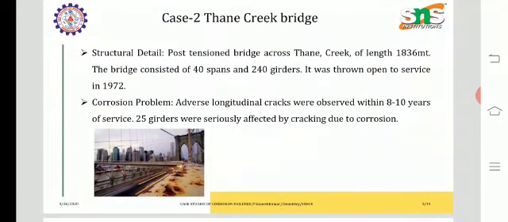Another case is the Thane Creek Bridge in Mumbai. It is a post-tension bridge across Thane. It had a length of 1,836 meters. The bridge consists of 40 spans and 240 girders. It was opened to service in 1972. In 12 years it was thrown upon. What is the corrosion problem here? Adverse longitudinal cracks were observed within 8 to 10 years of service because of corrosion in the material structures.